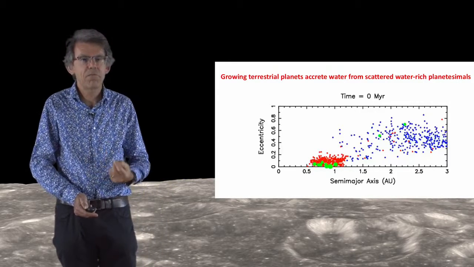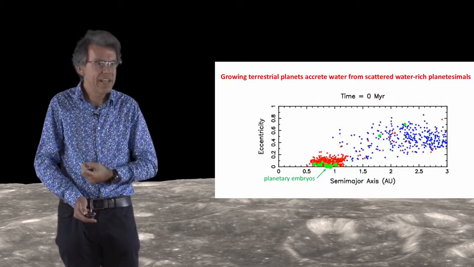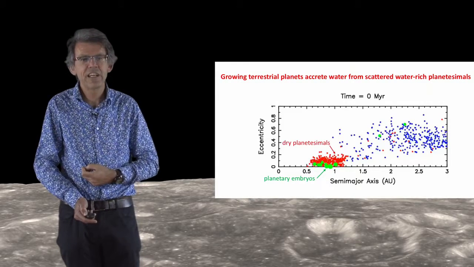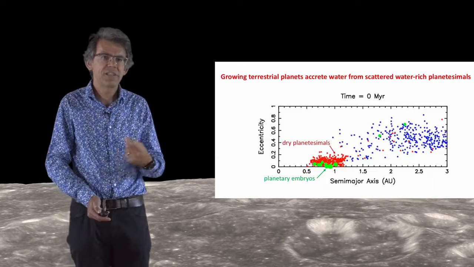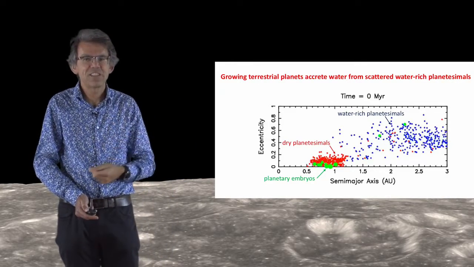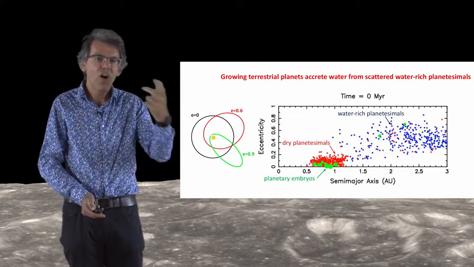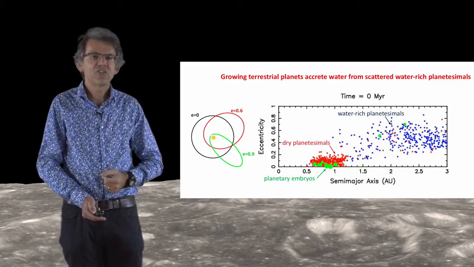This animation shows how the water is incorporated in the growing terrestrial planets. The terrestrial planets primarily form from a ring in the inner solar system made of planetary embryos, here illustrated in green, and dry planetesimals, here depicted in red. But there are also these water-rich carbonaceous planetesimals scattered in by Jupiter, either through migration or growth, on eccentric orbits in the inner solar system.